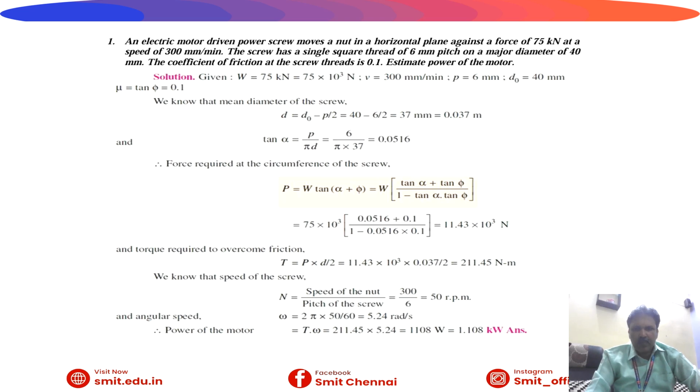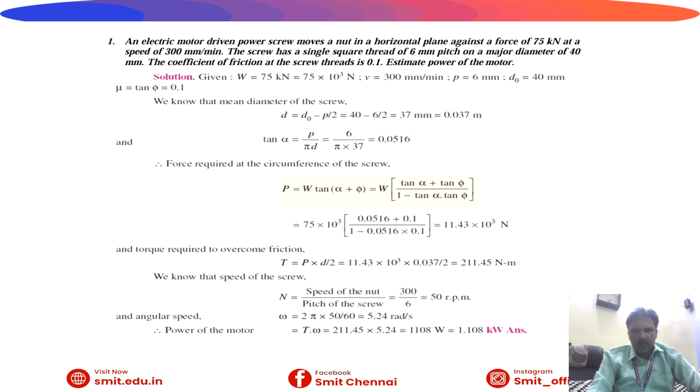Then T equals P times D by 2, that is the torque required. Using that, you get 211.45 Newton meter. Then the speed of the screw is nothing but the speed of the nut divided by the pitch of the screw. That is, the speed of the nut is 300 divided by the pitch 6. Then you get 50 RPM. Angular speed is 2 pi N by 60. So we utilize the values that are given.